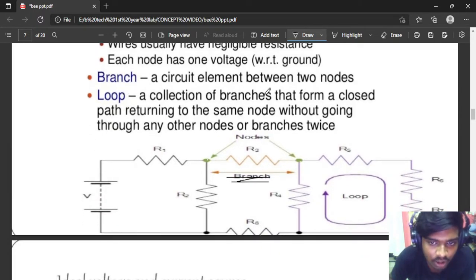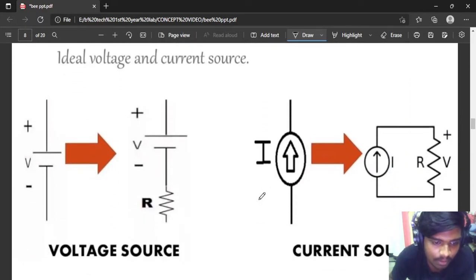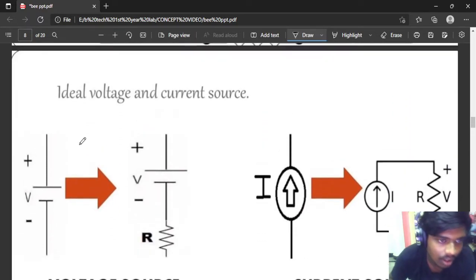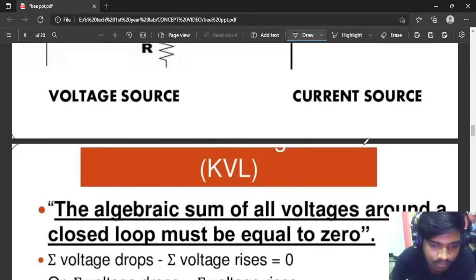A loop is a collection of branches that forms a closed path returning to the same node without going through any other node or branch. For example, this is one loop, this is the second loop, and this is the third loop. And we have ideal voltage and current sources. Voltage sources are denoted like this, and current sources are denoted with a circle with an arrow.